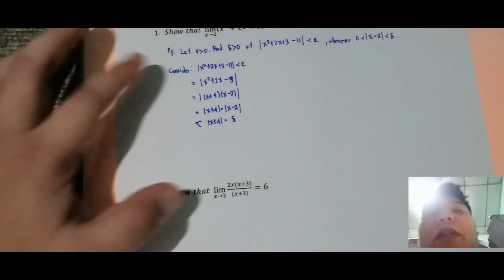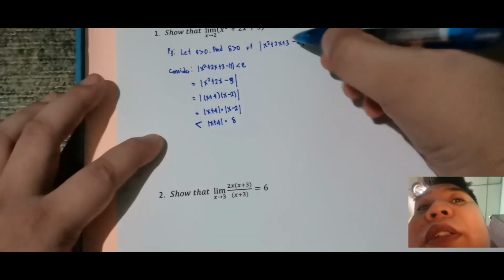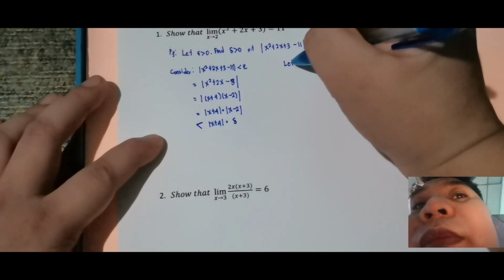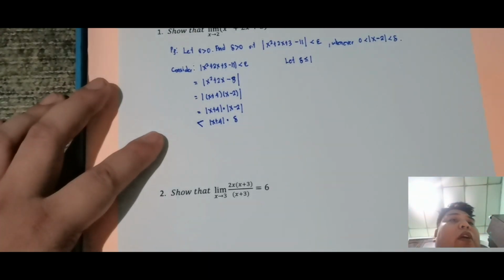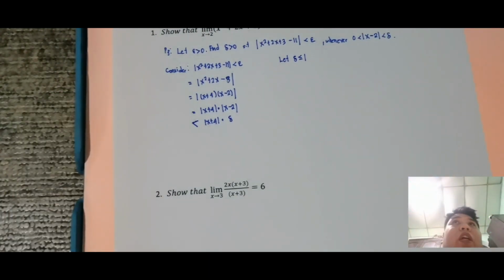So ito yung lagi nyo gagawin pag na-encounter nyo yan. So mag-let tayo dito ng let delta be less than or equal to 1. Okay, so sir, lagi bang less than or equal to 1? So for convenience ng lahat, yes, 1. So malalaman mo mamaya bakit 1 yung gagamitin ni sir.